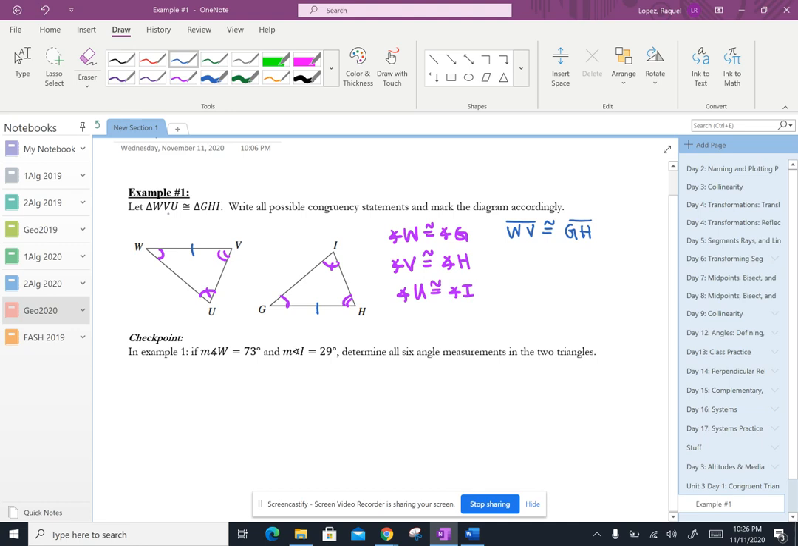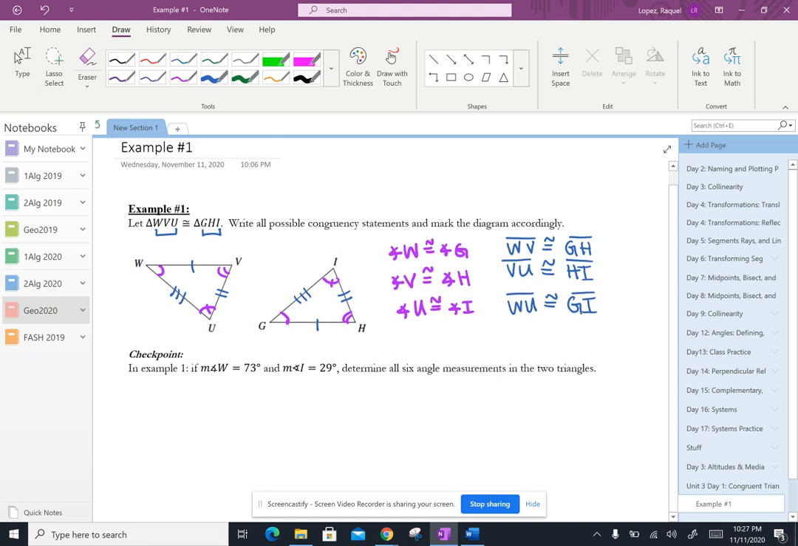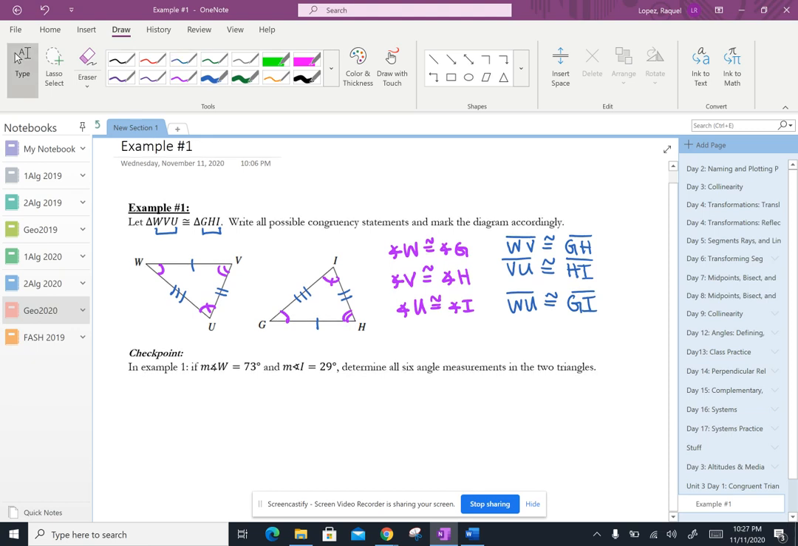And then we can see the last two letters. So VU and HI, those two segments are congruent. So VU is congruent to HI. That's another statement. And I'm going to go ahead and mark that on my picture. So VU gets two tick marks and so does HI. And then the last statement is that WU and GI are congruent. So WU is congruent to GI. And I'm going to mark that with three tick marks. Okay, so now I've written the congruency statements and I've marked the diagram accordingly.